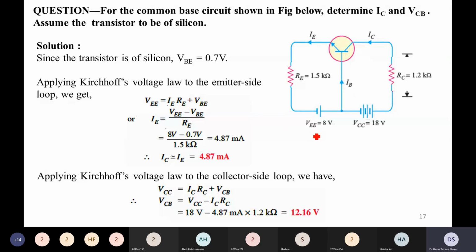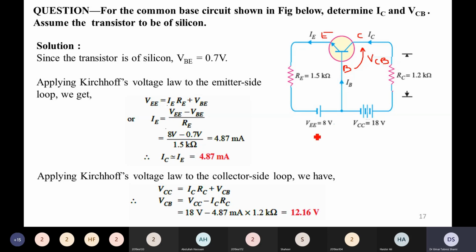In the diagram we see, first of all, VEE. It is the external power supply of 8 volts connected between the base and the emitter. This is the base terminal and this is the emitter terminal, and here is the collector terminal. So we have to find the collector current and the voltage VCB.